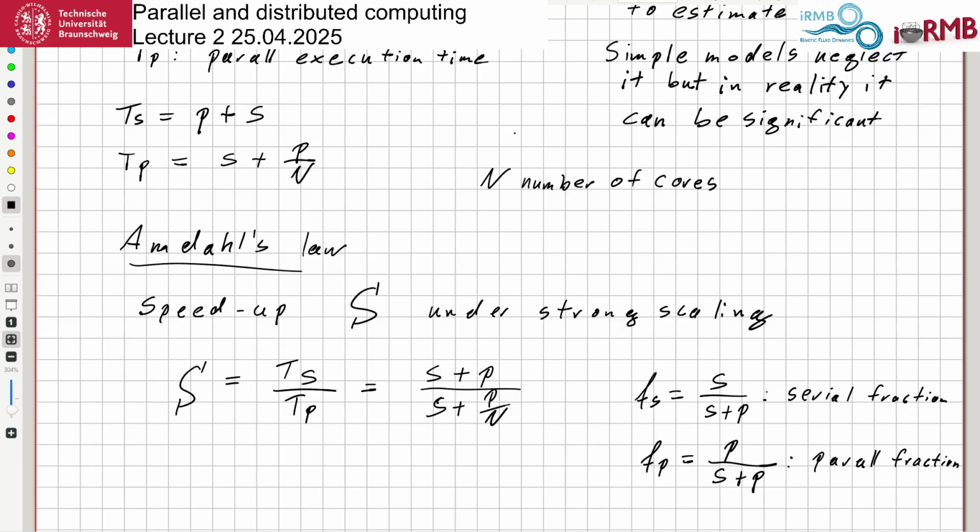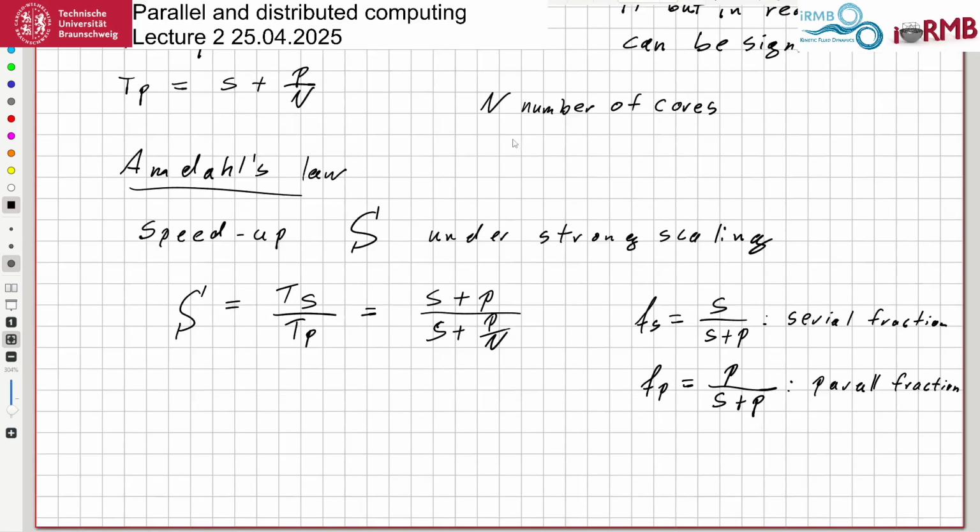Obviously, the parallel and the serial fraction together is 1. Yeah? This is the entire program. So we can rewrite the speed up in this way as being 1 over the serial fraction plus the parallel fraction divided by n, and this is also written as n divided by n times the serial fraction plus the parallel fraction.